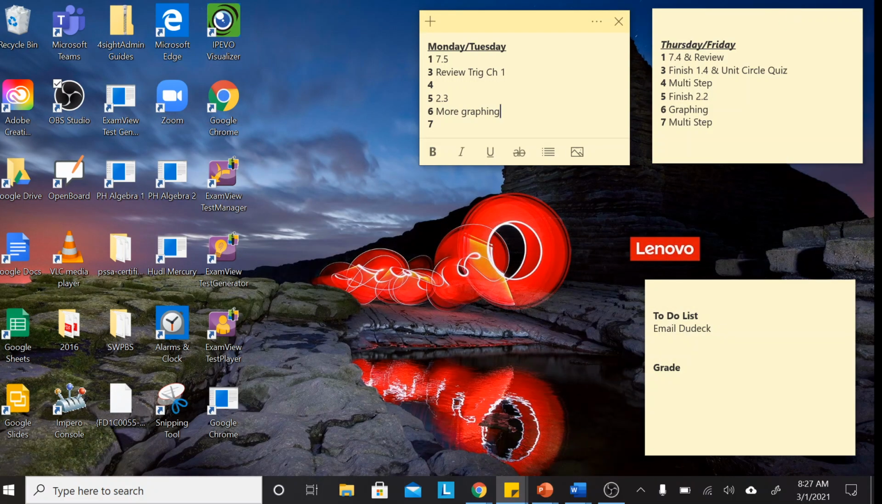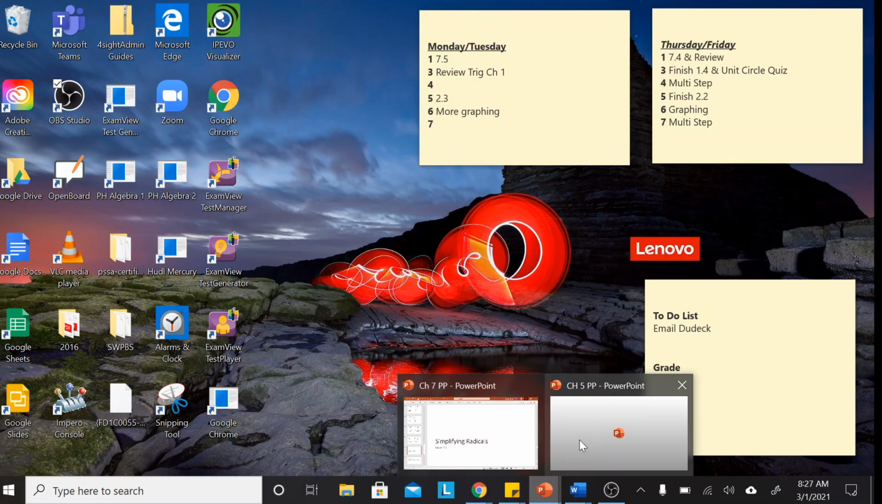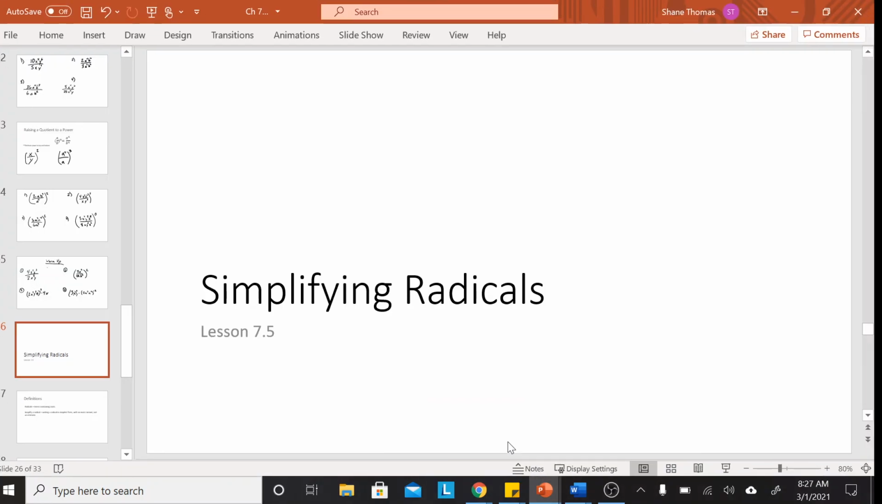We've been doing a lot the last couple of days with exponents and simplifying things with exponential powers. So today we're getting into radicals. Anybody tell me what a radical is? I just told you what it was.